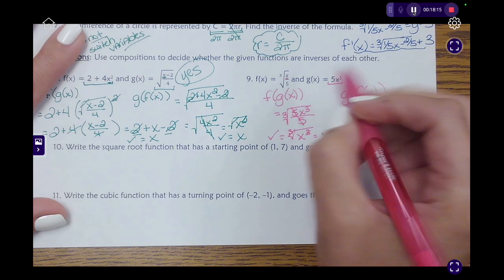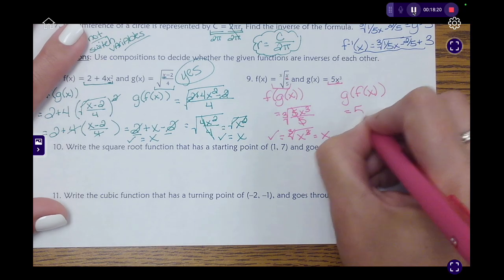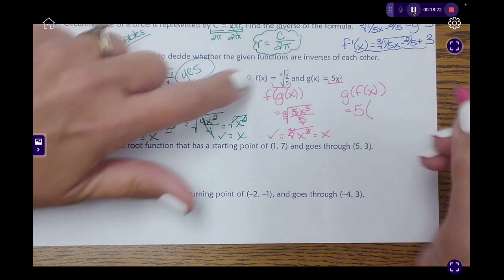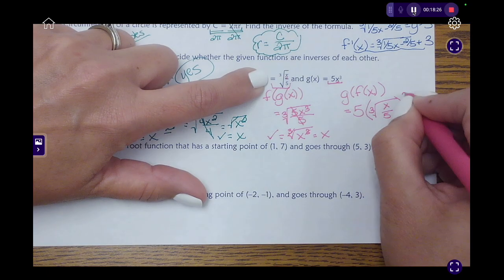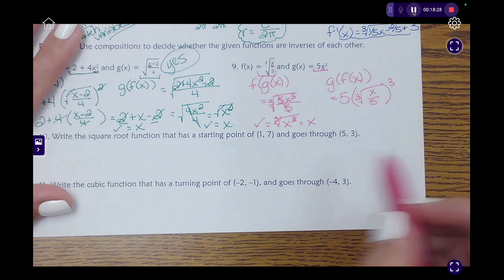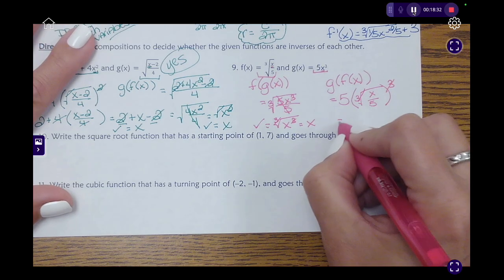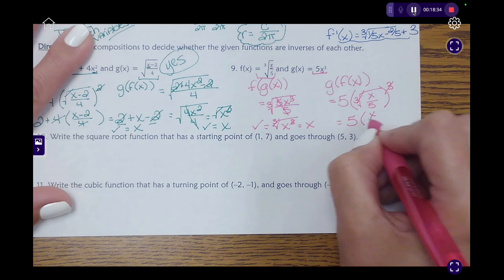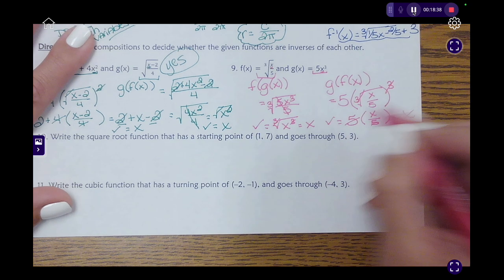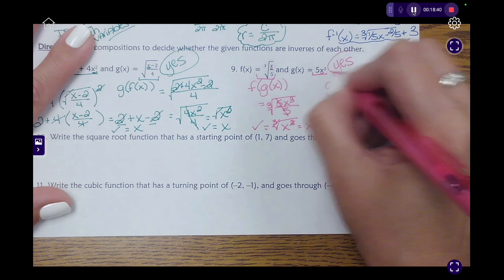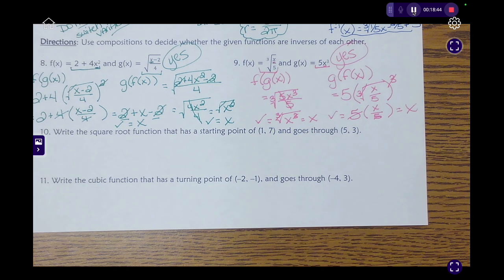So now I am taking this function and plugging it in for that x. So I have 5, and then I'm going to do the cubed root of x over 5 cubed. Okay, so start simplifying. Remember, cube and cube root are going to cancel out. And then right here, those 5's cancel out, leave me with x. So yes, these are both inverses as well. So both of these gave you examples of two functions that were inverses of each other.